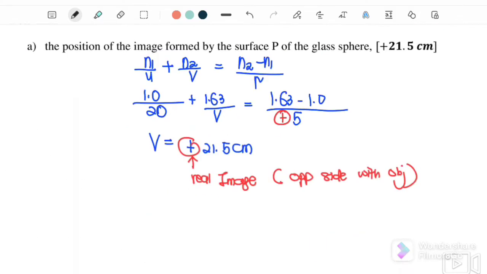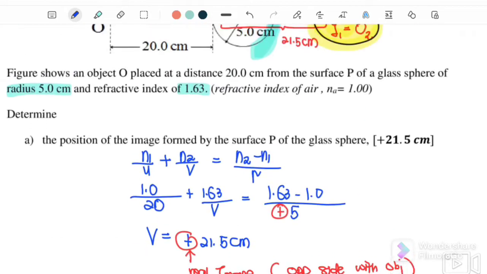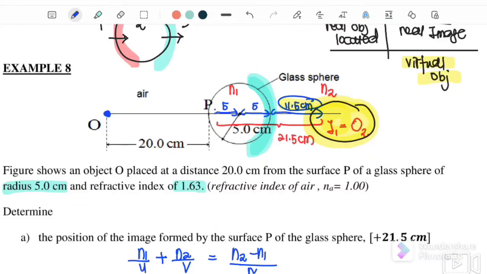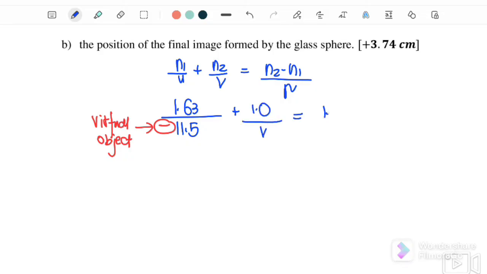So we substitute: N1 is the glass sphere, where the refractive index is 1.63, U is 11.5, and we must substitute negative because this is a virtual object. Your object should be on our left hand side, but now our object is formed on our right hand side, therefore this is a virtual object. Plus N2, because we refract from glass sphere to air, so N2 is air, over V, 1.0 minus 1.63 over the radius, where the radius is 5.